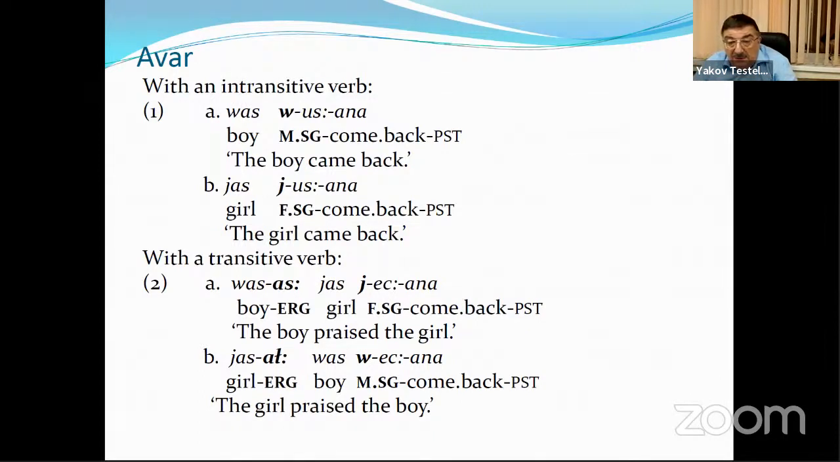But with the transitive verb, something occurs which is less usual. The subject with transitive verbs is marked with some sort of oblique case, vasas for the masculine class, with the ending -as, yasash for the feminine class, and the verb agrees with a direct object, which is in the unmarked case, very much the nominative. Vasas yas yetsana, the boy praised the girl. Yasash vas vetsana, the girl praised the boy.